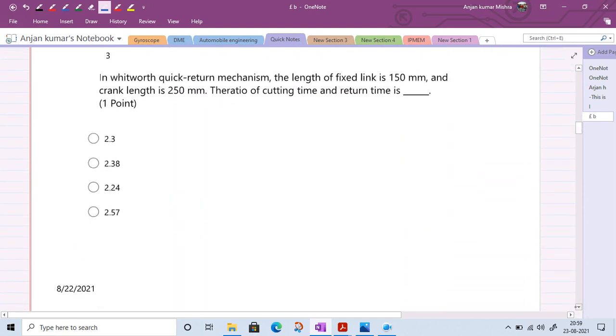Moving on to the next question. In Whitworth quick return mechanism, the length of the fixed link is 150 millimeter and crank length is 250 millimeter. And the ratio of the cutting time and the return time will be, it is asking about the QRR, that is quick return ratio. So I am not going to draw the whole diagram here, just the diagram from which I can geometrically determine the angle of cutting and angle of return stroke.